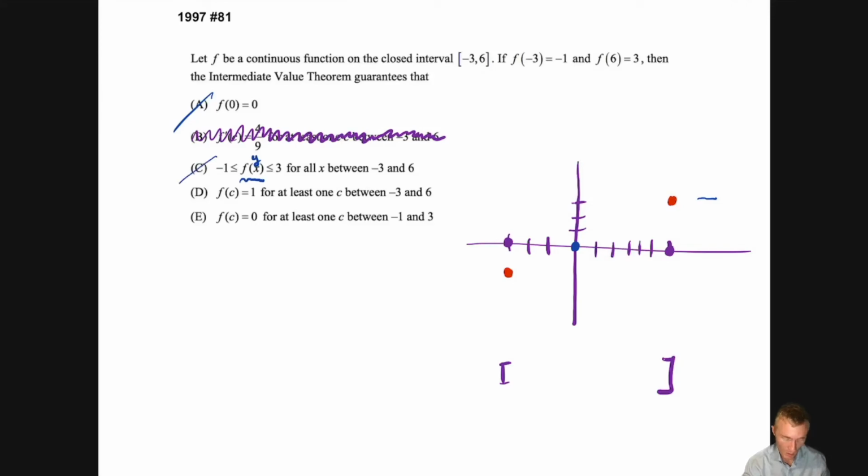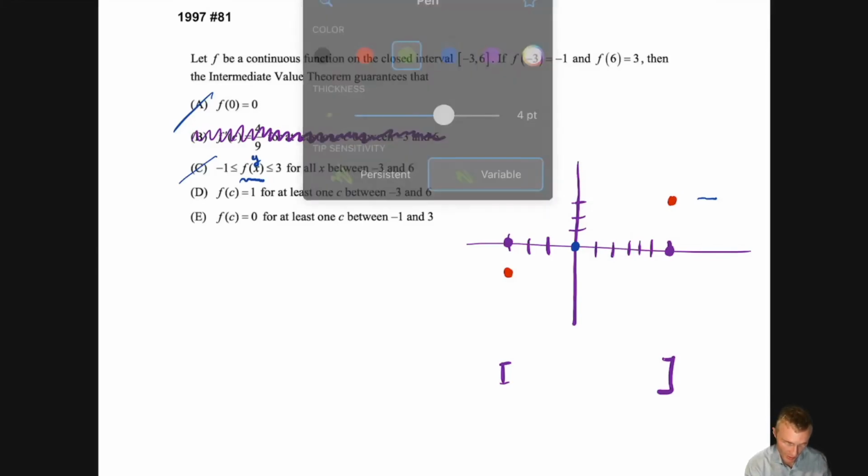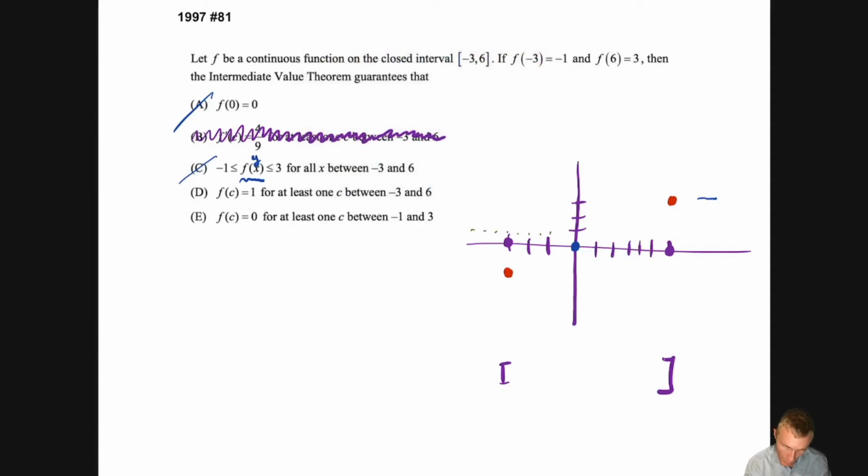Well, it's not C. F of c equals 1 for at least one c between -3 and 6. Meaning, do we have to pass through y equals 1 at some point between -3 and 6 in x? That turns out to be true. There's no way to get from one red dot to the other without at least once crossing the line f of c, which is y equals 1. So that correct answer there is going to be D.